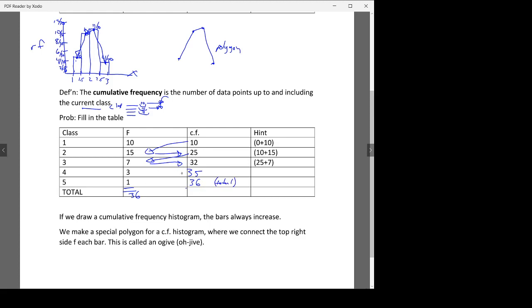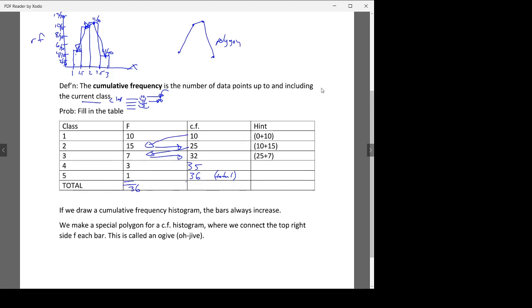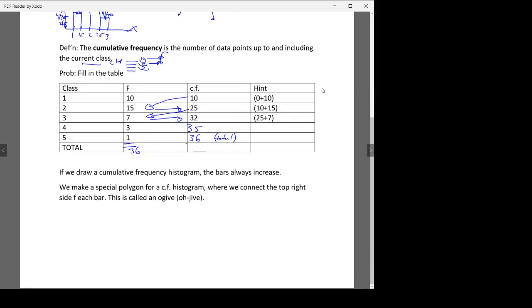You're just accumulating as you go down. And you can also draw a cumulative frequency histogram. So in this case, if you add your classes, the frequency looks like it goes up to 15. So 5, 10, 15 maybe. Just do it the easy way.